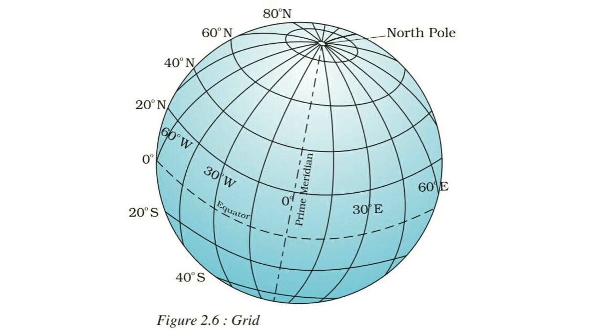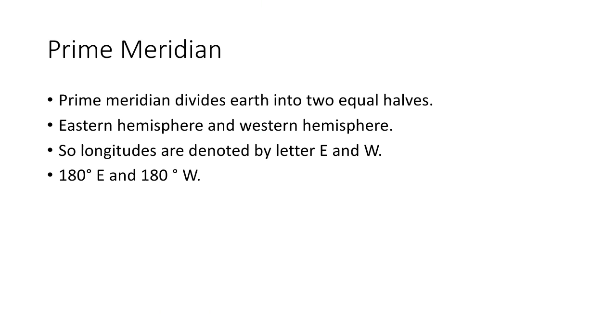And this is the diagram of grid. What does mean by grid? The grid consists of both longitudes and latitudes. Grid represents both latitudes and longitudes, right? See, you can see both equator and prime meridian here. That is called as grid. Grid is the combination of parallels of latitudes and meridians of longitudes.